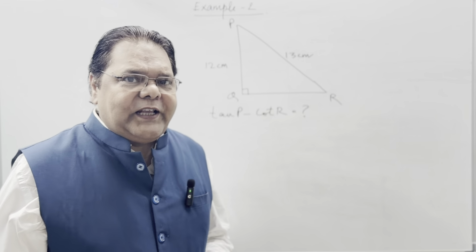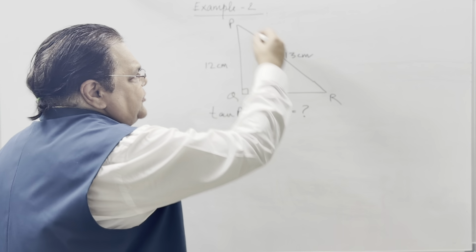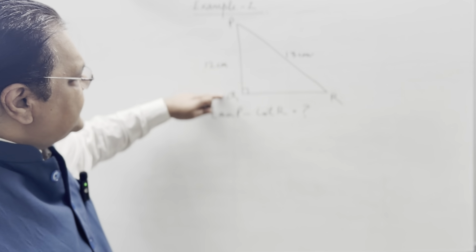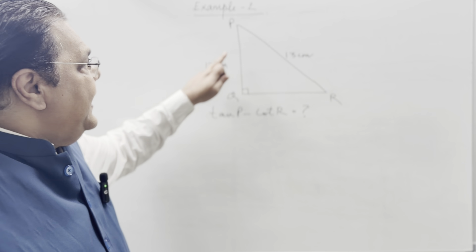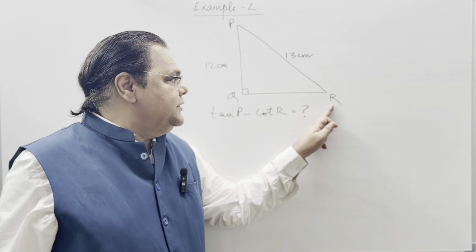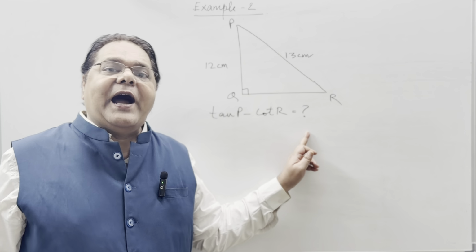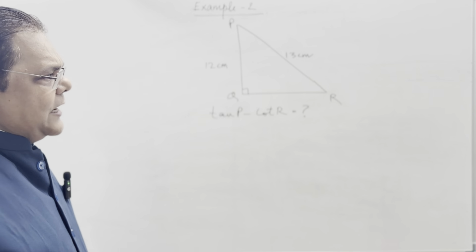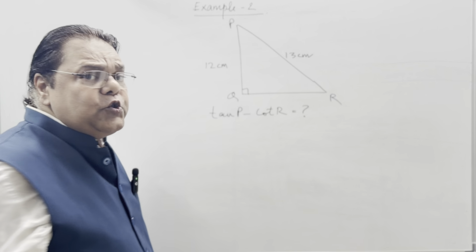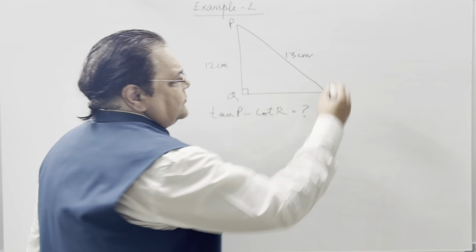Let us solve example 2. This is a right angle triangle. Side PQ is 12 centimeters and side PR is given as 13 centimeters. We have to find out the value of tan P minus cot R. As I mentioned, since this side is not given, we will use Pythagoras theorem to find this side. This will be our first task.